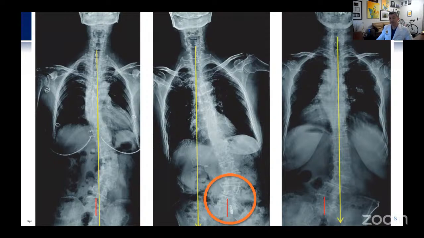The Bow B's, the B's are leaning towards the concave side. These are awesome for MIS surgery because the fractional curve takes you towards midline, as does the main lumbar curve.